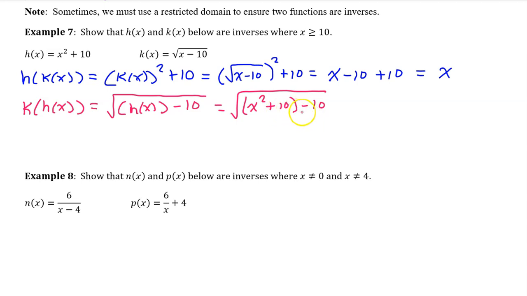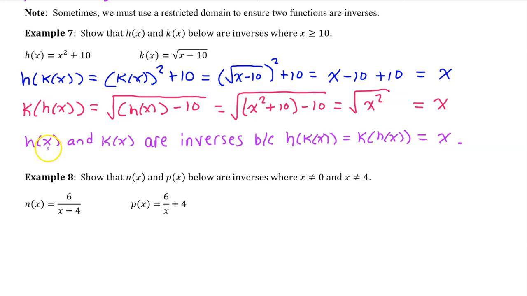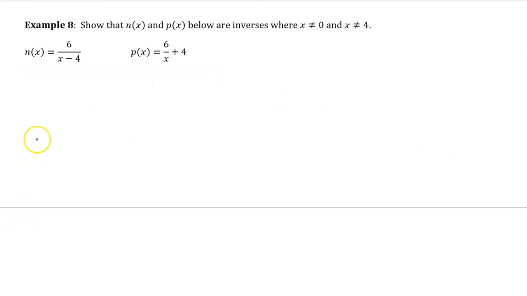The plus 10 and the minus 10 will now cancel each other out, so we end up with the square root of x squared. Now the radical and the exponent can cancel each other out, and we do get x. Then we write the conclusion. H of x and k of x are inverses because h of k of x equals k of h of x, which equals x.